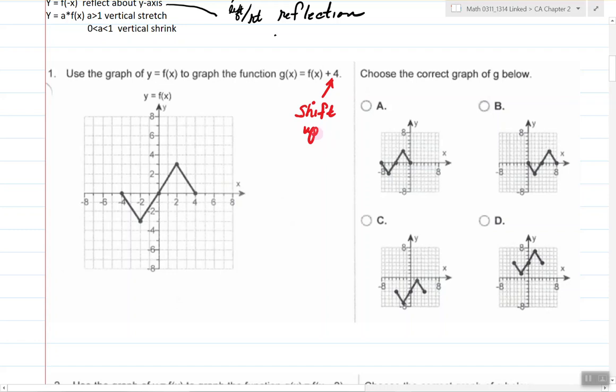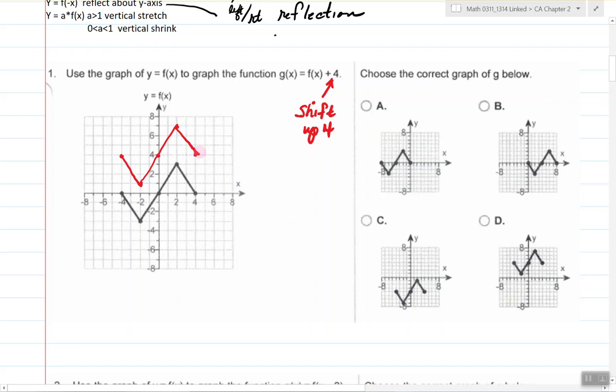up 4. That means that this point is going up 4 units. This point is going up 4 units. This point is going up 4 units. This one is up 4 units. And this one is up 4 units. So it should look like this.